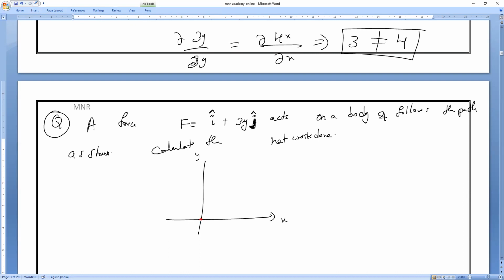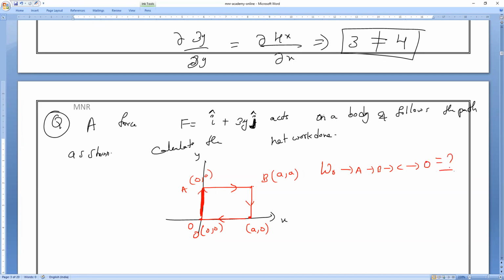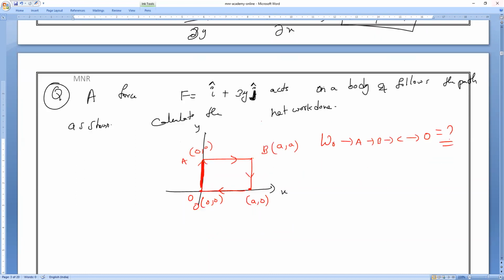Now first we started from the point O, which is 0, 0. It has traveled to the point A in a straight line, which is 0, A. And then it has traveled to the point B, which is A, A. And then it traveled to the point C, which is A, 0. And finally it has come back. Understanding, everybody? So now the work done equals work done from O to A, A to B, B to C, and C finally back to O only. Am I right or wrong?